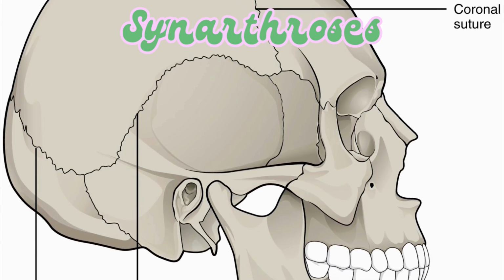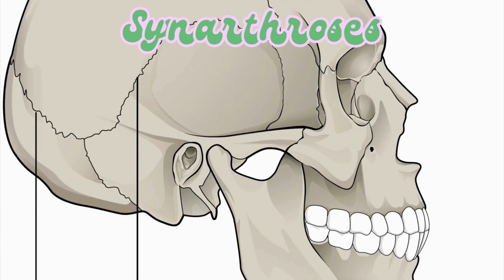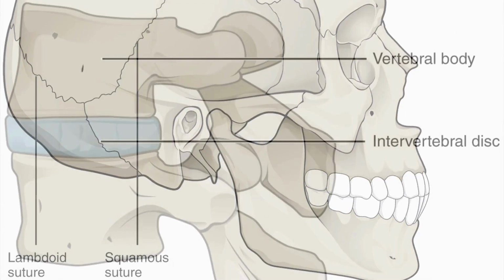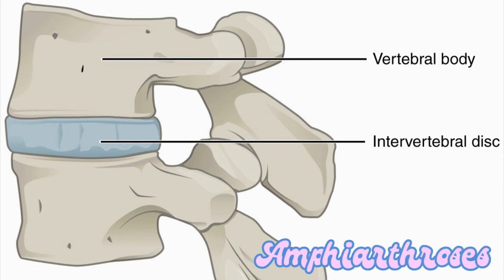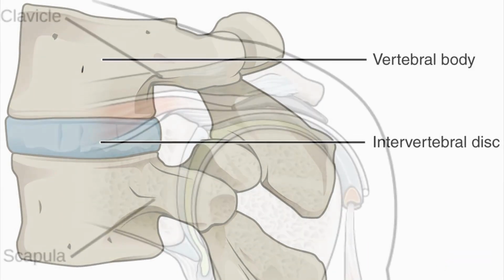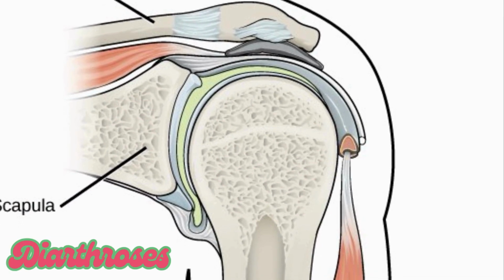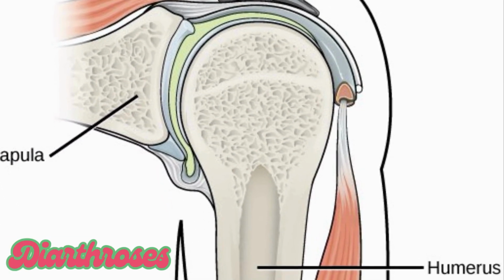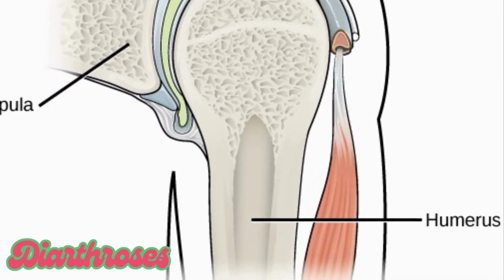Synarthrosis are immovable joints. An example are the sutures or joints of the cranium. Amphiarthrosis are slightly movable joints. An example are the vertebrae. Diarthrosis are freely movable joints. An example is the arm socket.